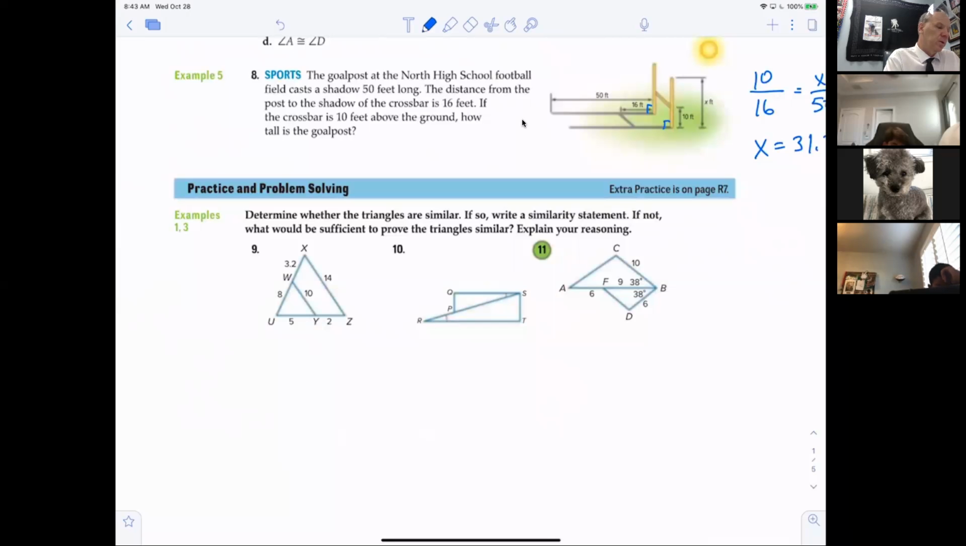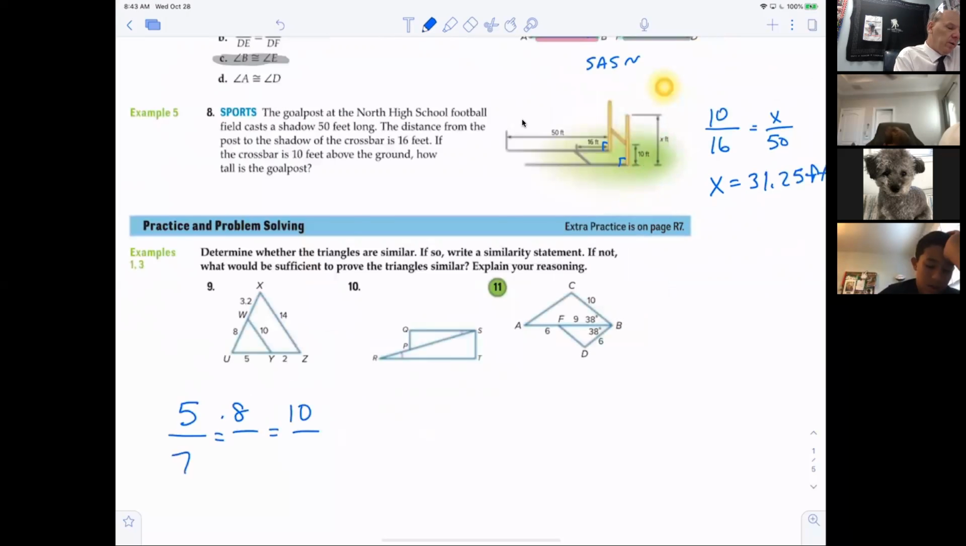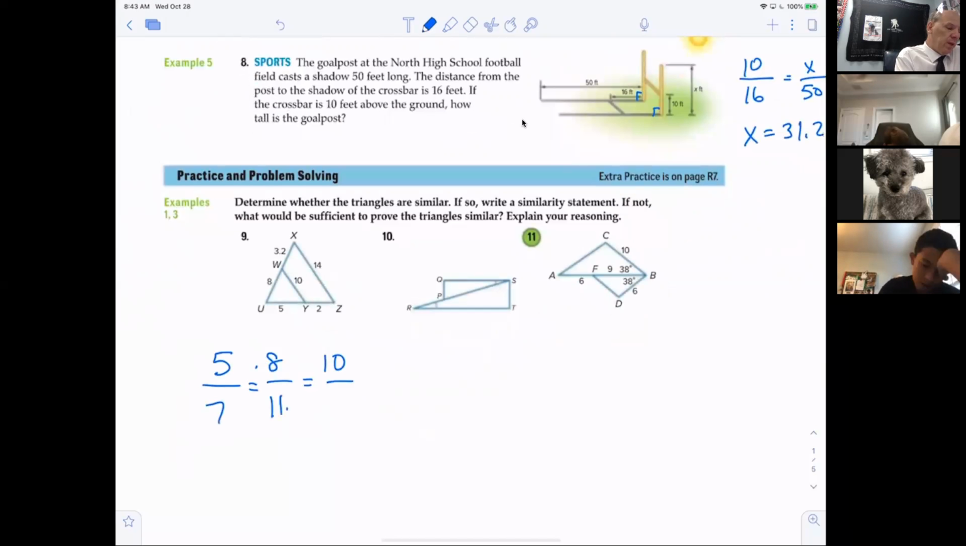All right. So the small triangle for number 9, what are the sides of the small triangle in order? Say it again. So in my opinion, you should write 5, 8, 10. All right, now the hard part. The small side, 7. Then what? 11.2. Thank you. And then what? 14. Thank you, guys.